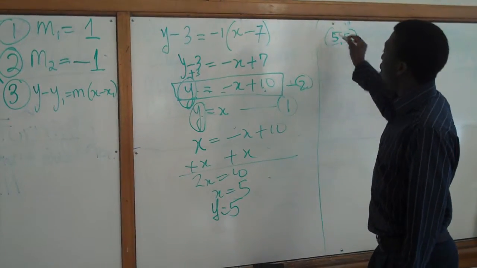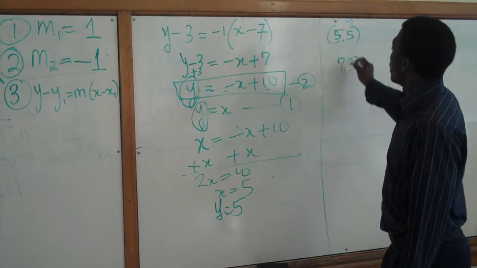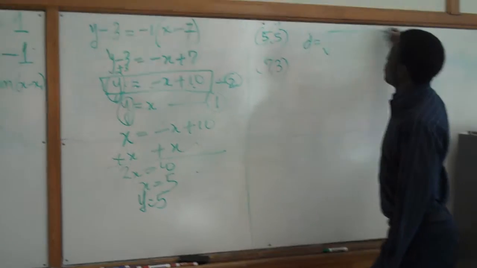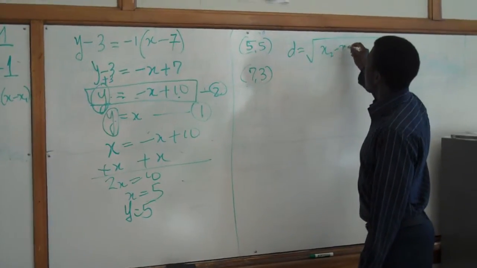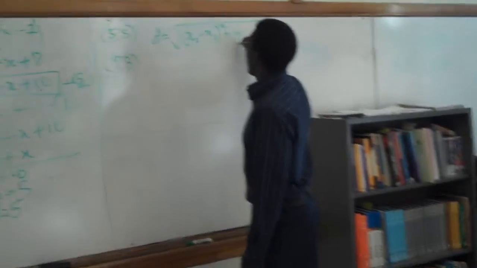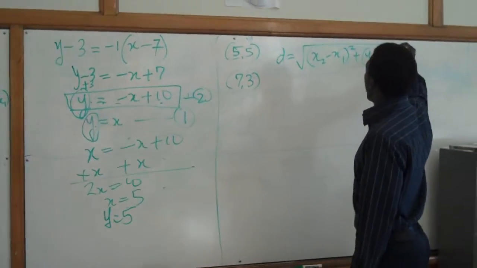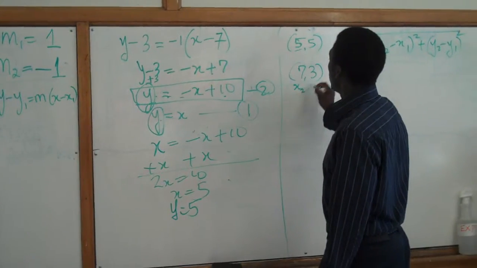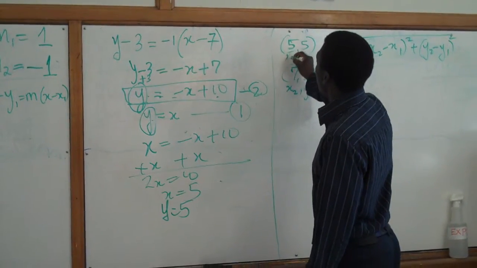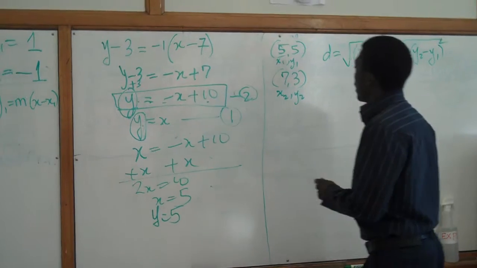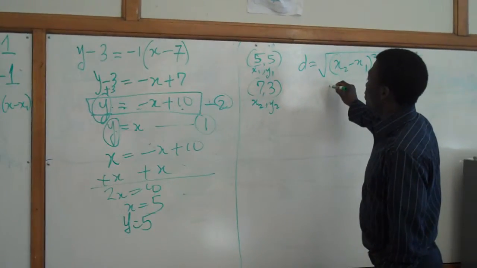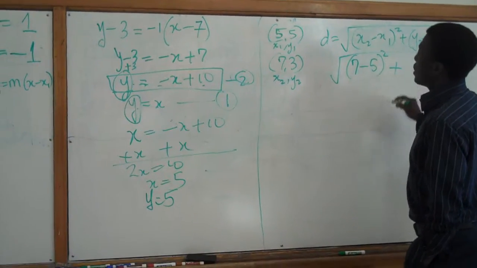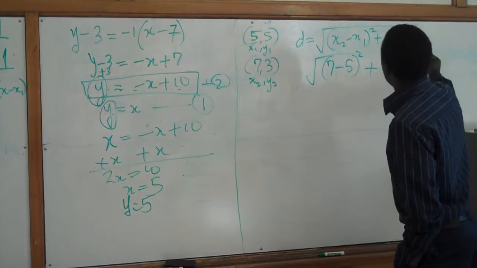Now we find the distance from 7, 3 to 5, 5. The distance formula is simply the square root of x2 minus x1 squared plus y2 minus y1 squared. And so we plug in our values. This is going to be our x2, y2, and our x1, y1. And we have 7 minus 5 squared plus 3 minus 5 squared.